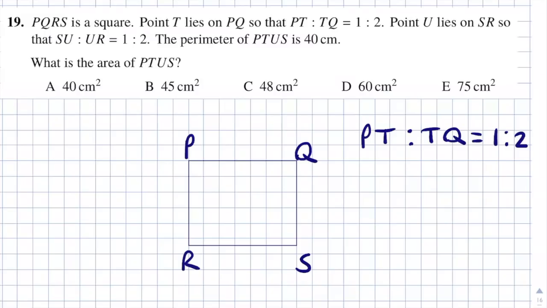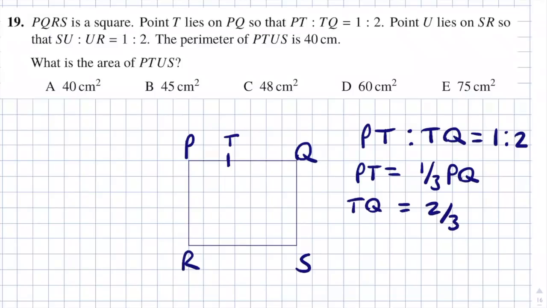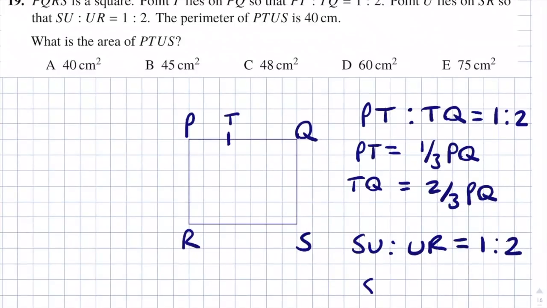So in other words, let's say T's here, we're saying that the length PT is equal to a third of PQ. Okay, so PT is a third of PQ, which means that TQ is going to be 2/3 of PQ. Now, we're also told that point U lies on SR, so that SU to UR equals 1 to 2. Okay, so this is the same ratio. So what we're saying here is that SU is equal to a third of SR.